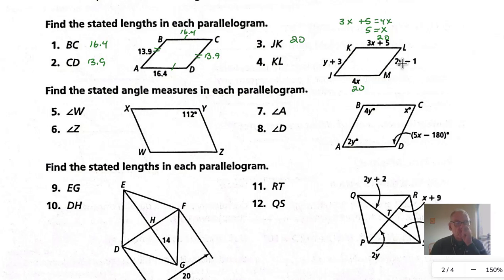Set these two equal to each other. And y plus 3 has to equal 2y minus 1. Take 3 away from both sides, minus 4. Take 2y away from both sides, minus y equals minus 4. Y equals 4, which means that JK is going to be 7. And 8 take away 1 also gives us 7. So LM, so we want KL. KL is 20. And JK is actually 7 for that one.